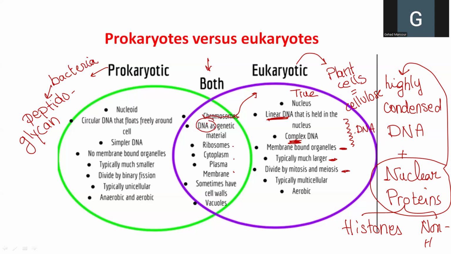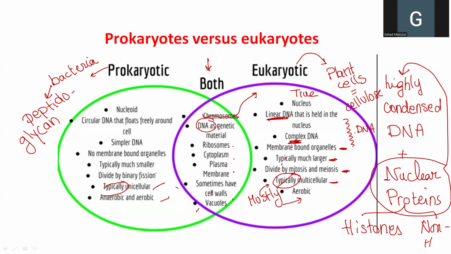Eukaryotic cells can divide either by mitosis to increase their size and grow or heal, and meiosis when they want to form the gametes for sexual reproduction. Most of them are multicellular and most of them are aerobic. Here, on the other hand, we said that they can be aerobic or anaerobic. Here they are typically unicellular. Yes, I agree, because there is no single prokaryote that is multicellular.